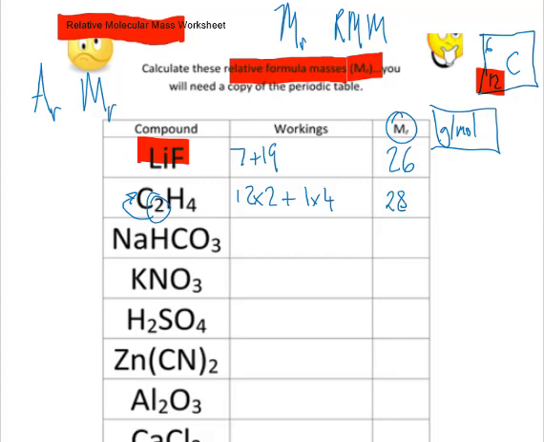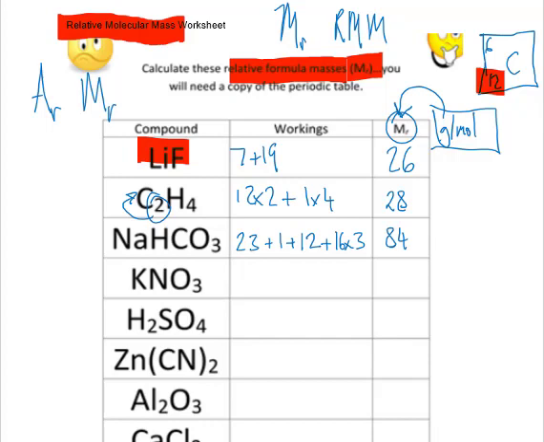Next one. Getting the hang of it, so we can move a little bit quicker now. Sodium, 23, plus hydrogen, which is 1, plus carbon, which is 12, plus oxygen, which is 16, and we've got 3 of them, so multiply that by 3, and that gives me 84 grams per mole. These units apply to this last column here. Each value in this last column is grams per mole.